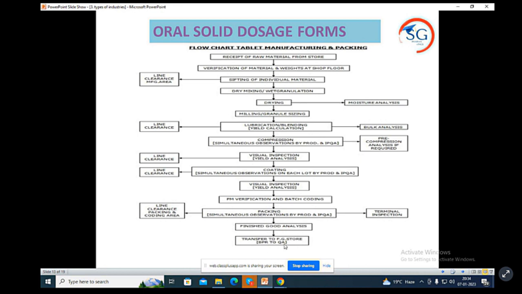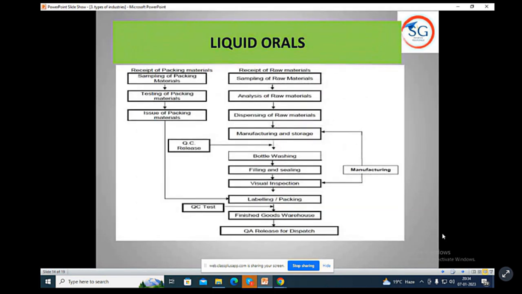I will discuss the batch release process with you in a separate session. This is regarding the oral solid dosage forms flowchart. Next is the liquid orals. How will liquid orals be manufactured?